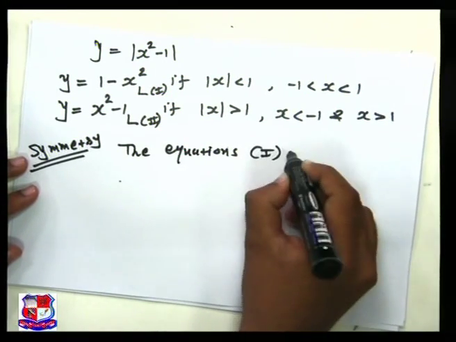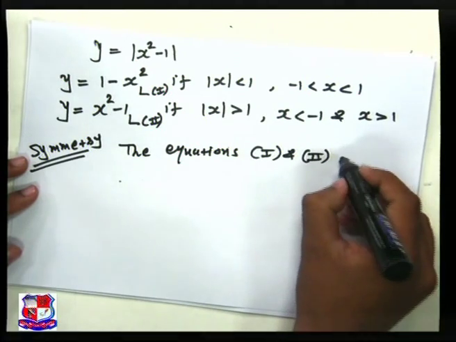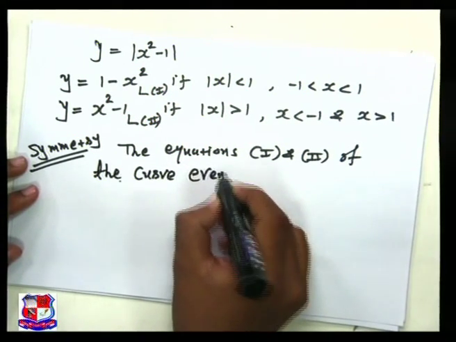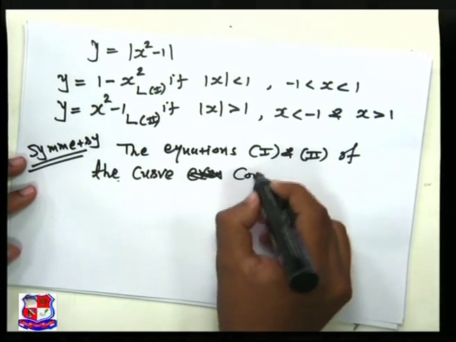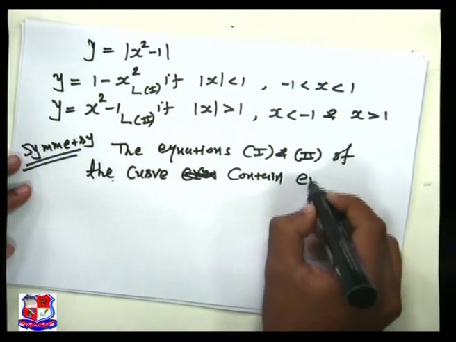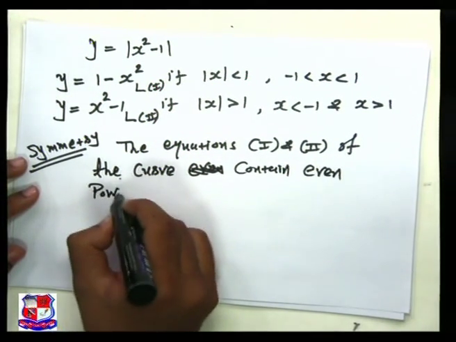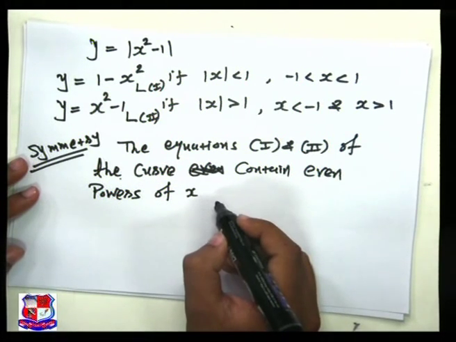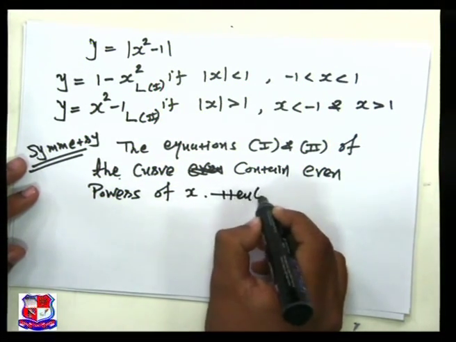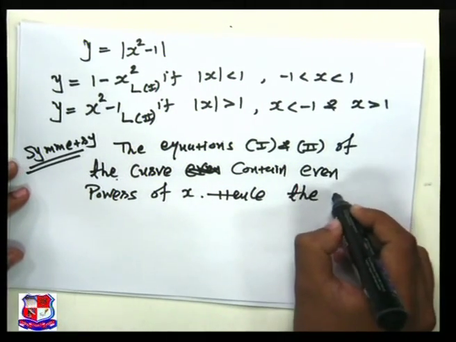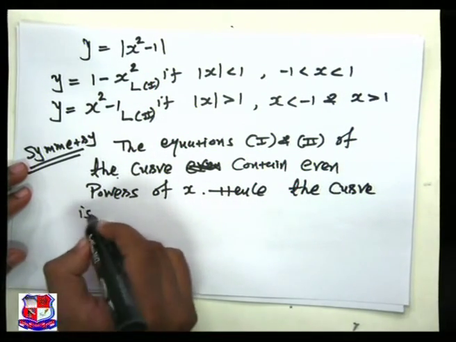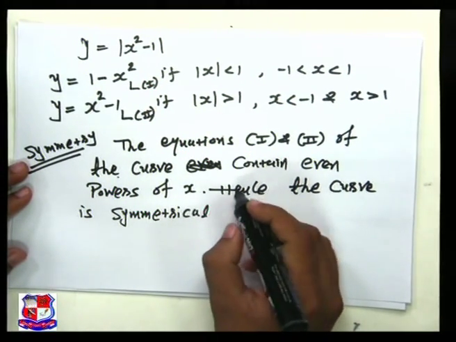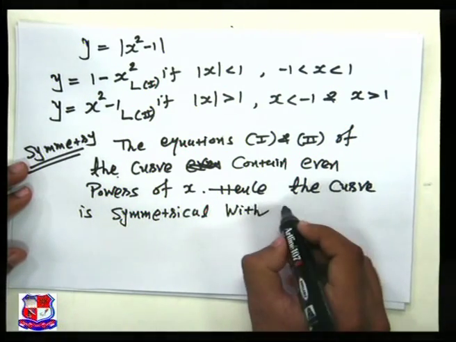So the equation 1 and 2 of the curve contain even powers of x. So hence the curve is symmetrical with respect to the y axis.